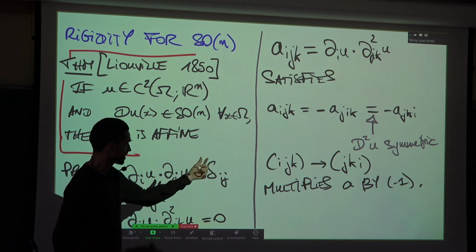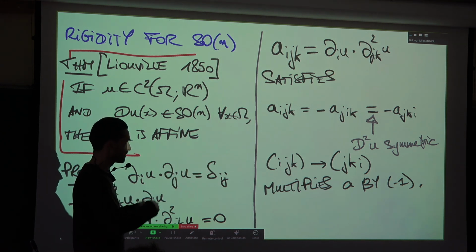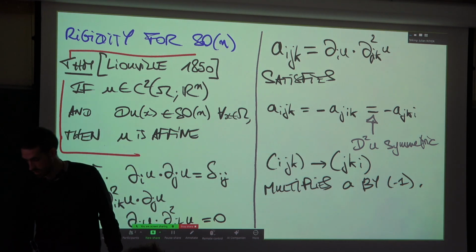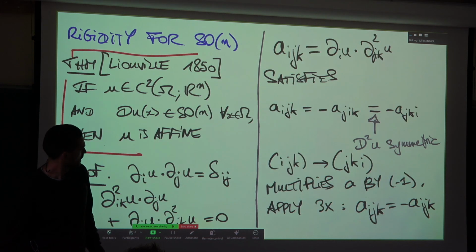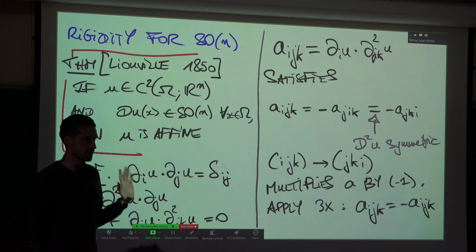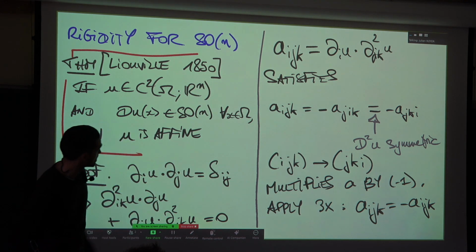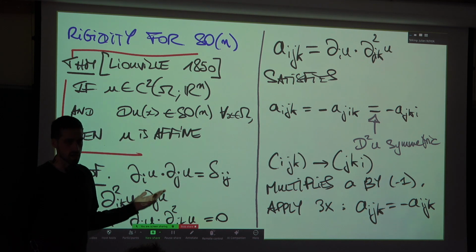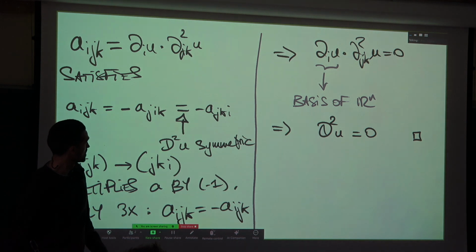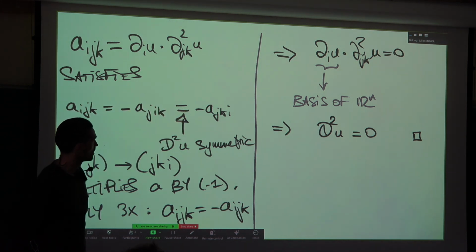Okay. But this is a cycle, you know? So I've just shifted everything to the right. And so if I apply it 3 times, I come back to the identity. But what does it mean? I apply it 3 times, I multiply by minus 1 again, and minus 1. So at the end, I have multiplied by minus 1. And I've come back to the identity in the indices, so I realize that this a_ijk is actually equal to minus itself. So it's actually 0, okay? It is actually 0, so the fact that a_ijk is 0, this is what's written up there.